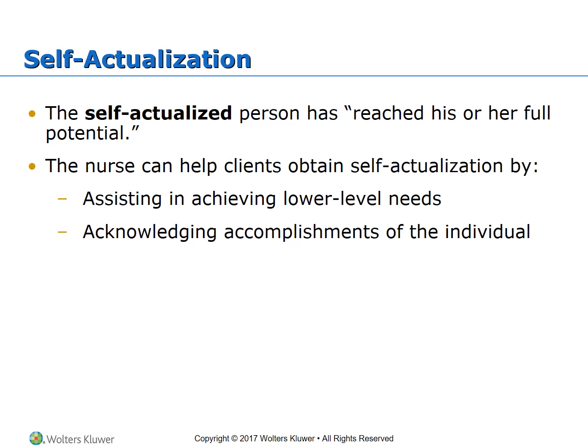And then at the top of Maslow's hierarchy of needs is self-actualization. Self-actualization is when the person has reached their full potential. A nurse can help clients obtain self-actualization by assisting in achieving lower level needs and acknowledging accomplishments of the individual.